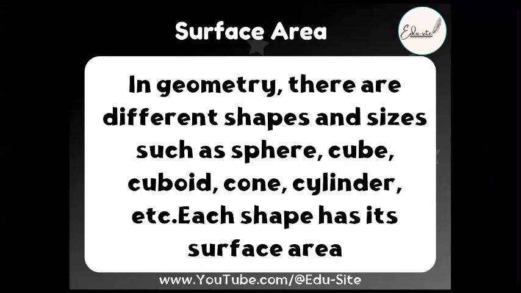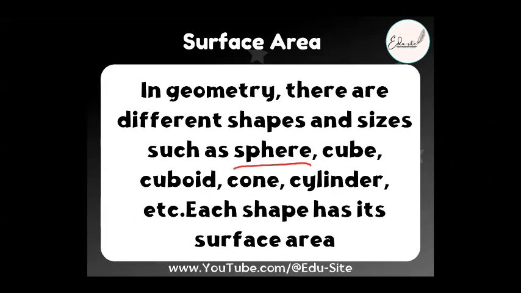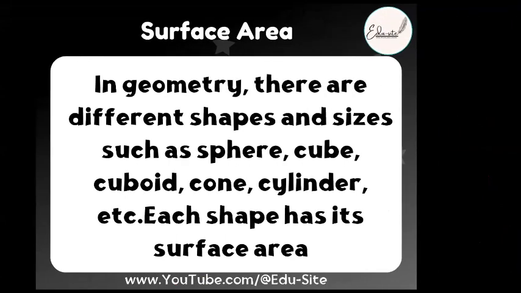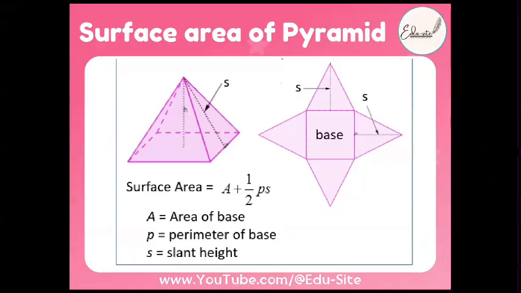Okay? So, for example, in geometry, what different things do we have? Spheres, cubes, cuboids, cones, cylinders. Each shape has its surface area, right? We have different 3D shapes. Cones have a surface area, cylinders have a surface area, prisms have a surface area, pyramids have a surface area. Okay? Now we are going to study the surface area of a pyramid.